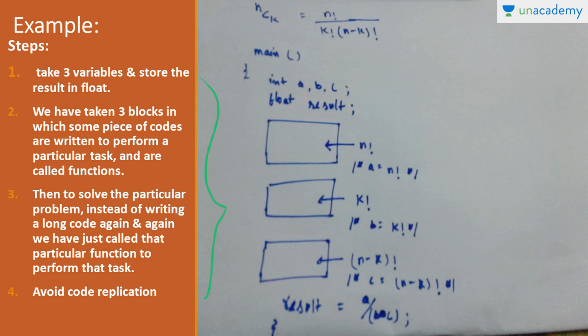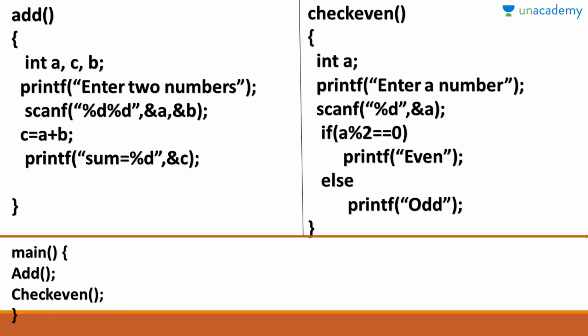So look at the steps: we take three variables and store the result in a float. We have taken three blocks in which some piece of code is written to perform a particular task, and these are called functions, which we have already studied earlier. To solve the particular problem, instead of writing a long code again and again, we just call those particular functions to perform that task. This helps us reduce the complexity of a program and also avoids code replication.